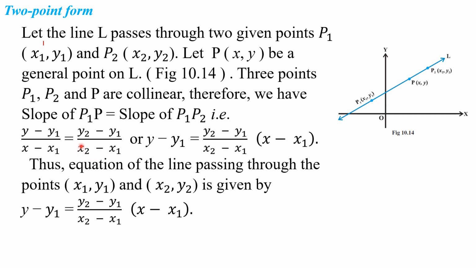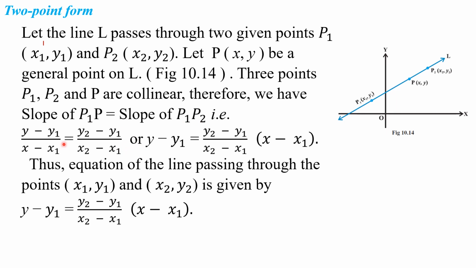do you remember the point, my children? Collinearity of 3 points. Yes, we are using that condition here. Then we get, what is the slope of the line P1P? Yes, y2 minus y1 by x2 minus x1. So y minus y1 by x minus x1 is equal to, what is the slope of P1P2? Yes, y2 minus y1 by x2 minus x1. Understood this statement, children? Right.